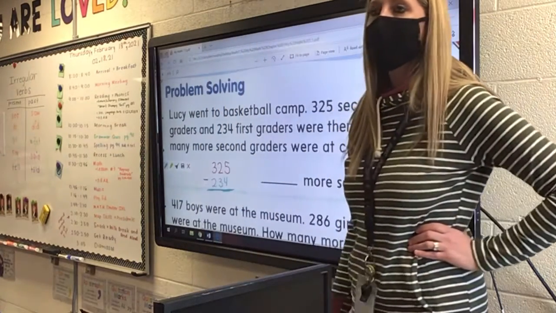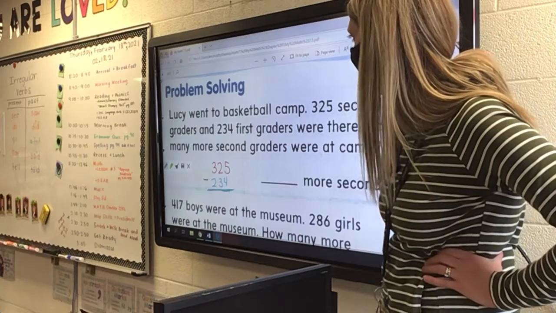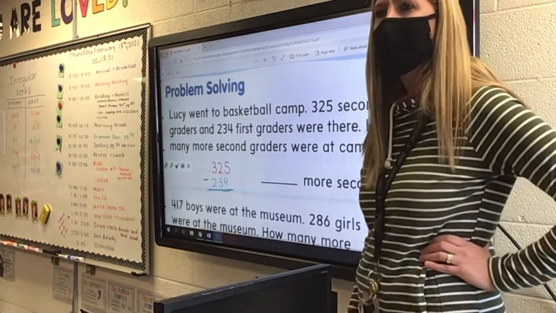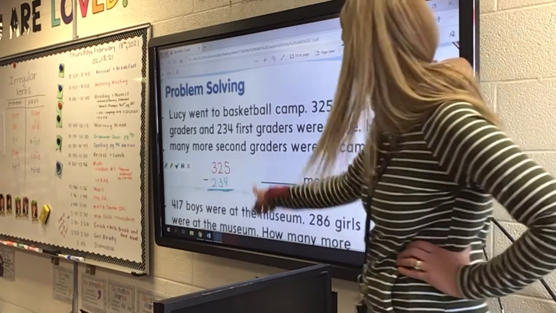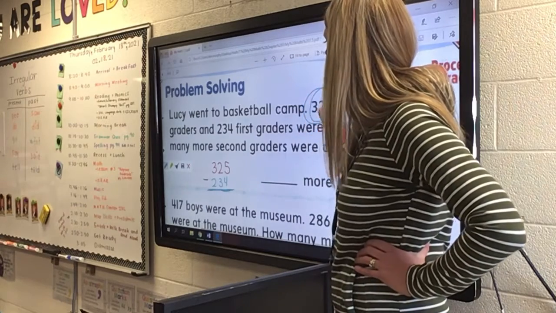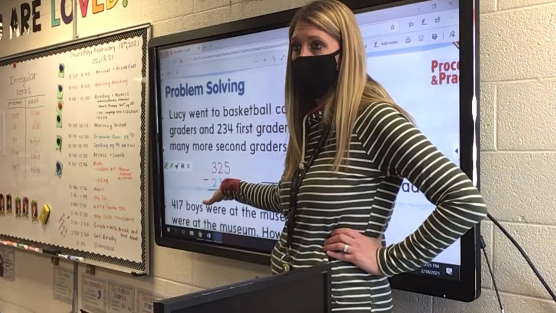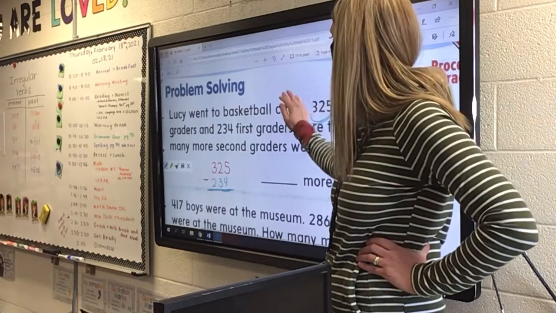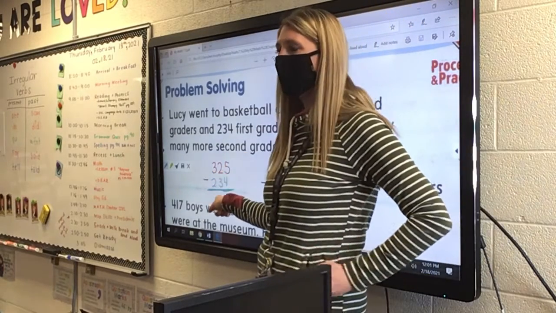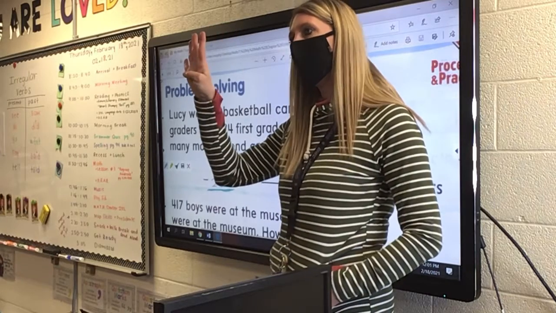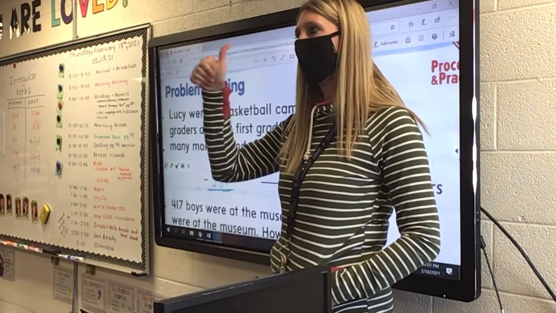Miss Murphy, what number goes up to the top? What do you mean? Because we're borrowing. Just wait. When we write it, we always have to put the bigger number on top. 5. Okay, now, we're going to subtract our ones first. 5 minus 4, Carla, what is that? 5, take 4 away. 1.